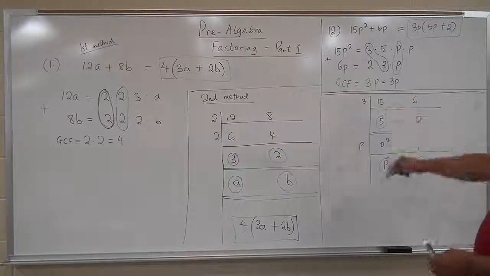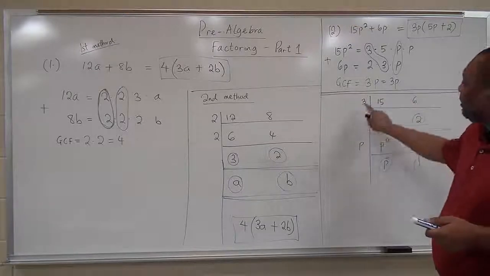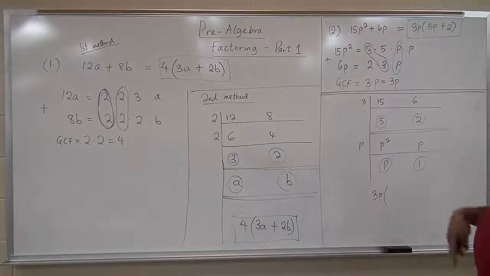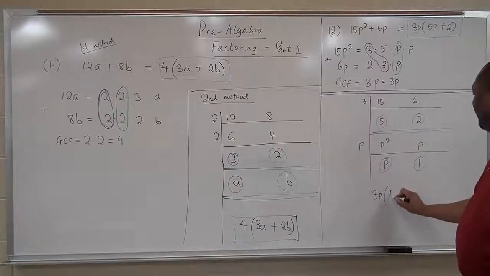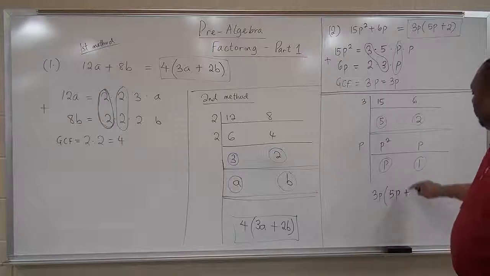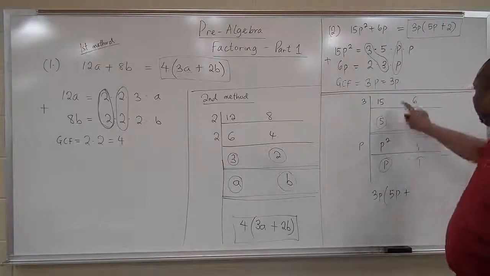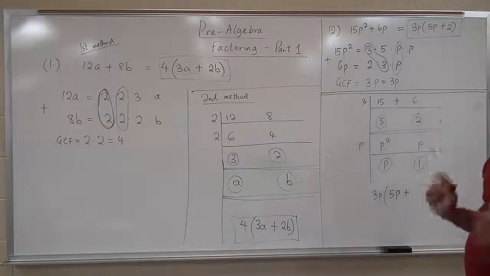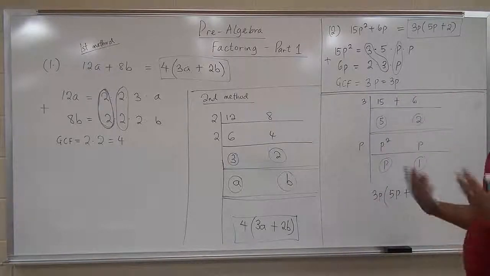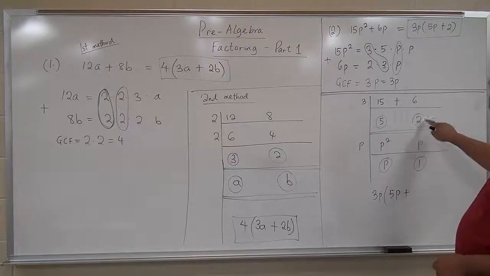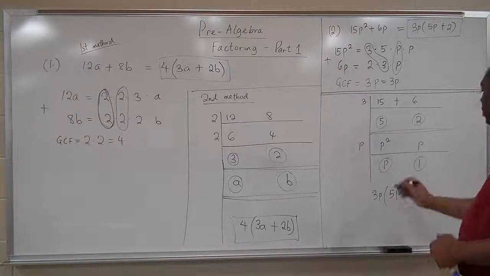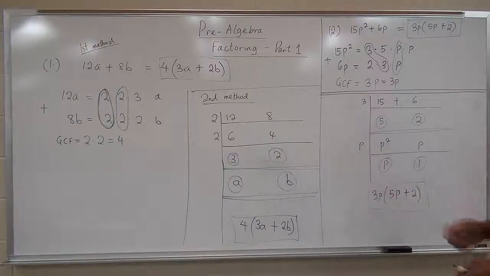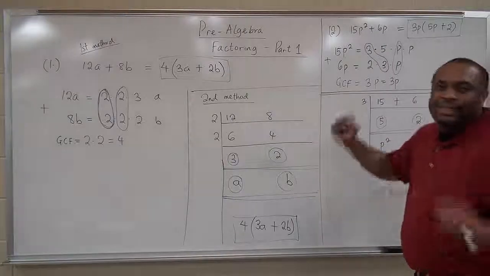Okay? So the GCF is 3 times P, which is 3P, parenthesis, 5 times P, 5P. This plus is this plus. If you want to put plus here, that's up to you. Some folks might want to put plus there so that they will know that it's plus. You can do that. And then 2 times 1, 2. And that still gives you the answer. That's the second method. So which method do you like? The first or the second?